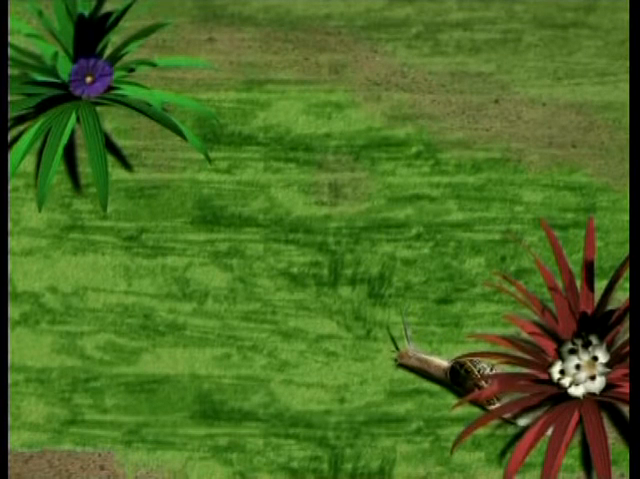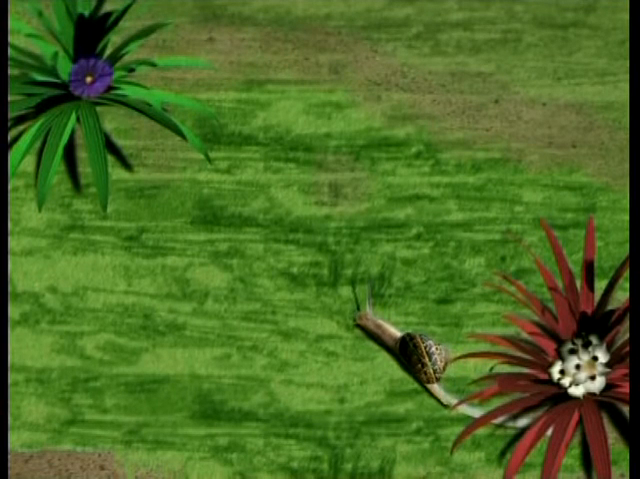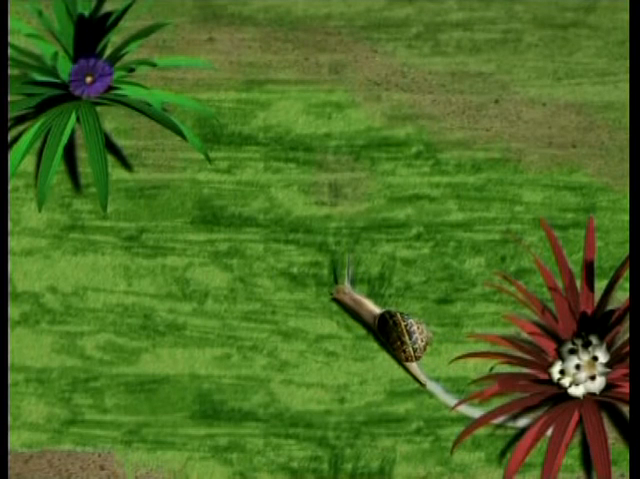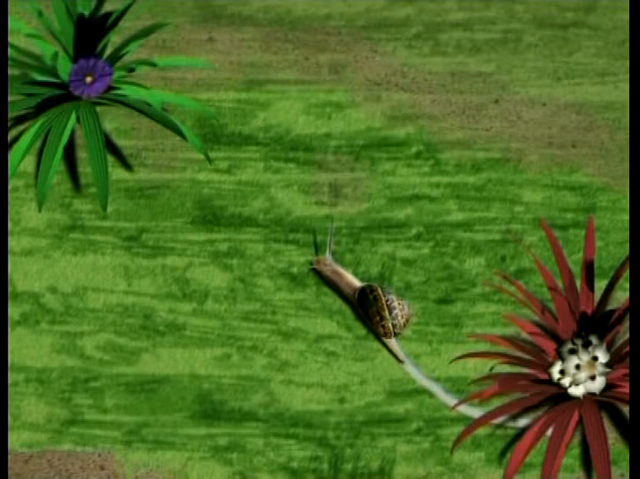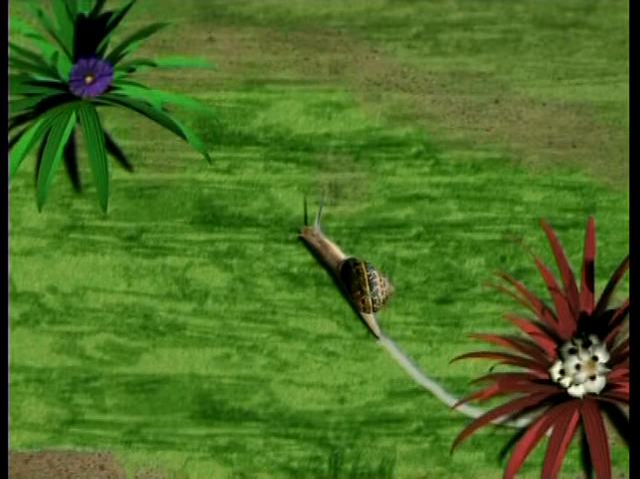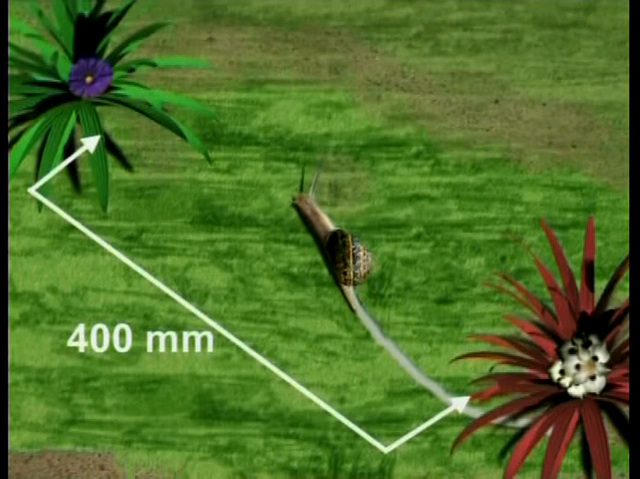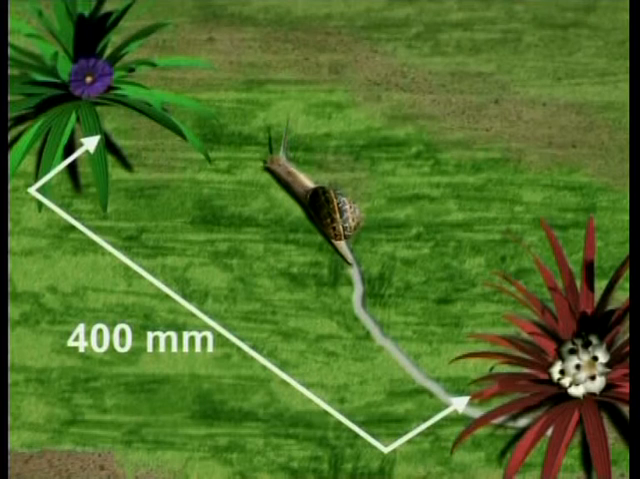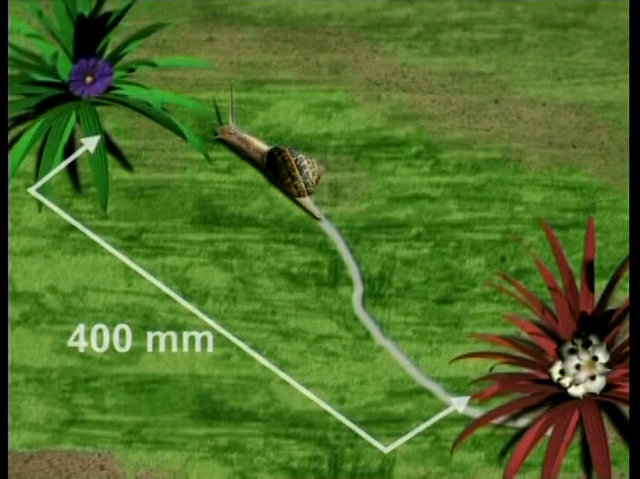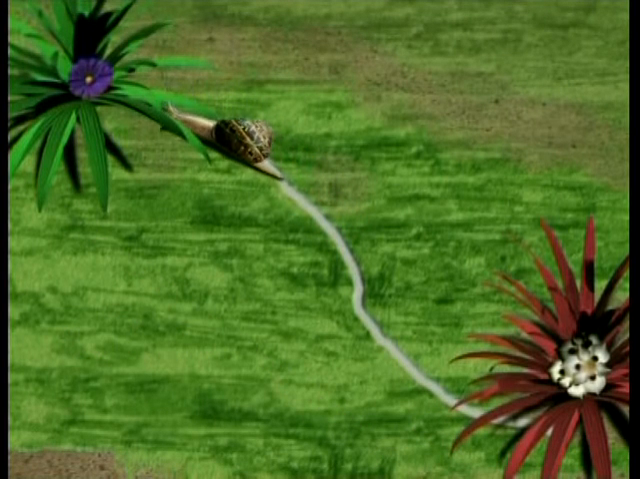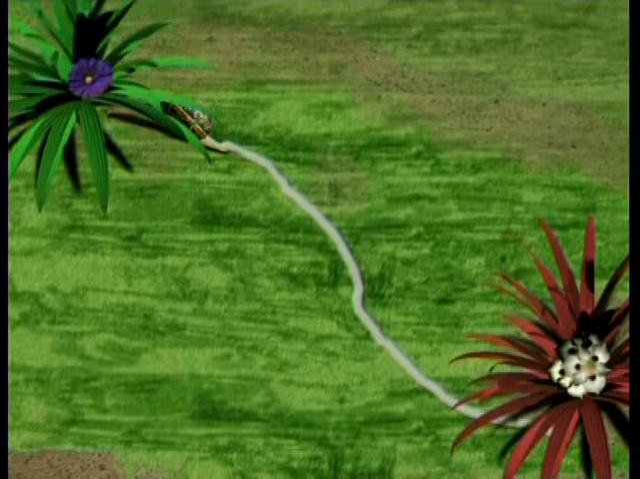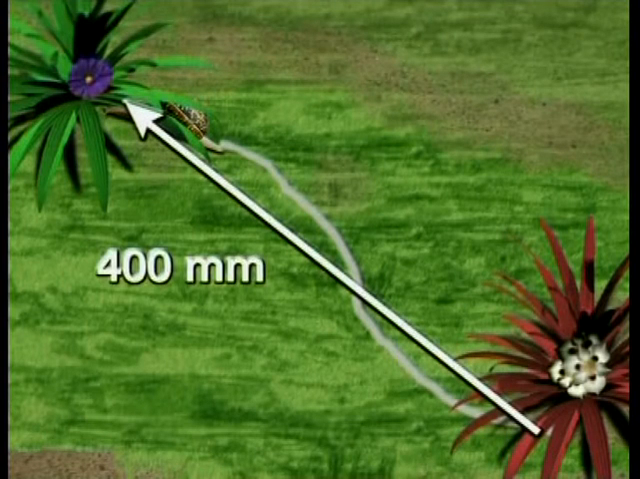It takes the snail 1 minute to move from plant A to plant B, wandering along, leaving a trail behind it. We want to describe its change in position and the distance it has traveled. So let's start by describing its change in position. Measuring the magnitude of the displacement from A to B, we see that it is 400 millimeters or 0.4 meters. Now, to describe its direction, we need to draw an arrow that points from the initial position to the final position. So, we draw an arrow from A to B to represent the snail's displacement.